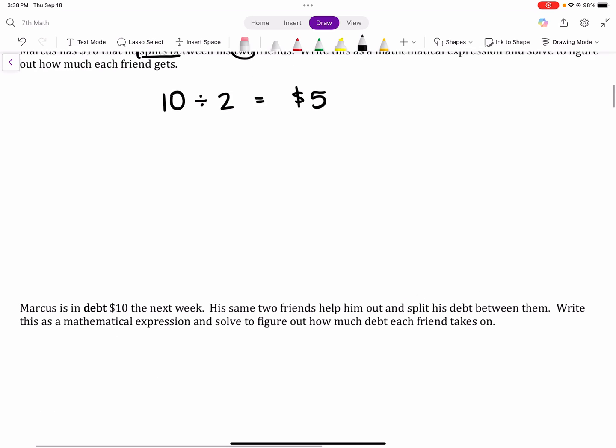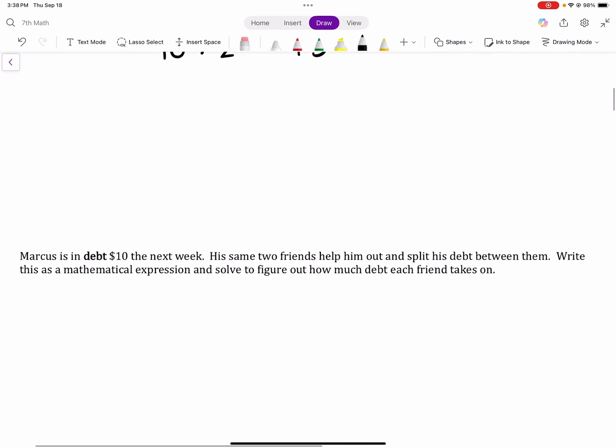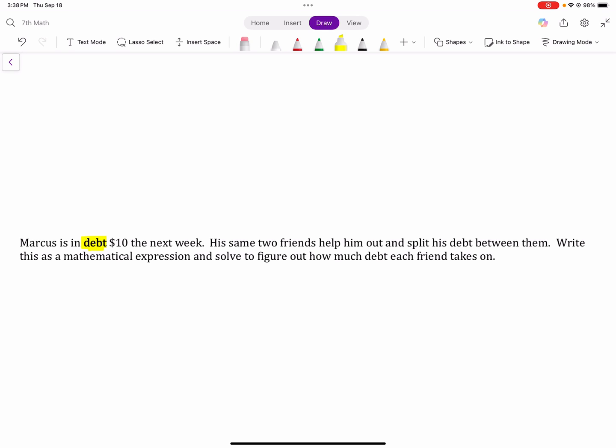Okay, but then we move on and we find out that Marcus is now in debt. If you're in debt, that means you owe somebody money, and that means you are working with a negative number. So Marcus is in debt $10 the next week. His same two friends help him out and split his debt between them. Write this as a mathematical expression and solve to find out how much each friend takes on. So now we're starting with negative 10 divided by 2. Thinking back to yesterday, I have one negative, which is an odd number of negatives, which means my answer is going to be, in this case, negative 5. That's all that one is.